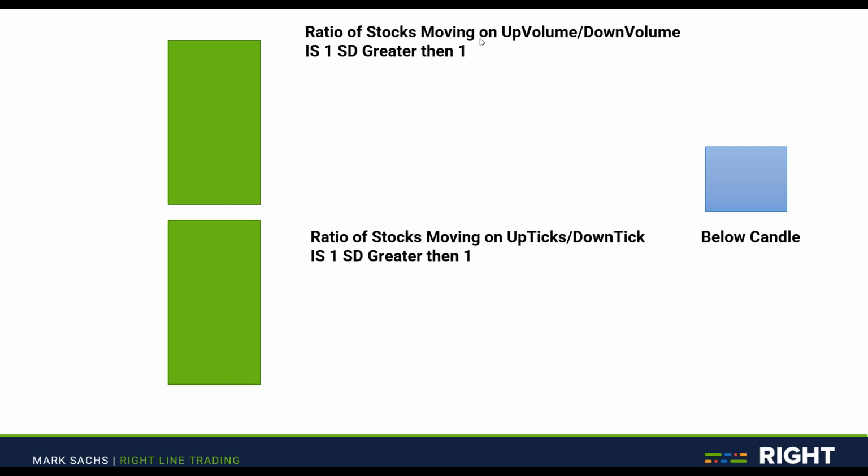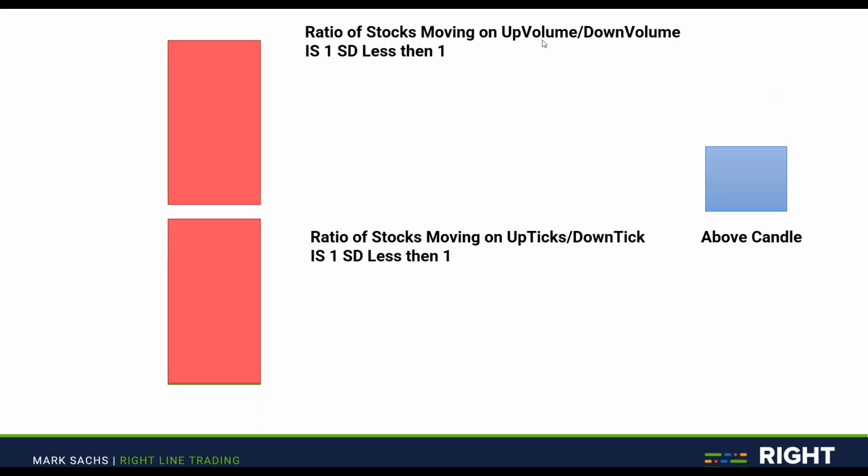So if the ratio of stocks moving on up volume to down volume is one standard deviation greater than 1, and the ratio of stocks moving on upticks to downticks is one standard deviation greater than 1, you're going to get a signal below the candle. And that's going to denote the price is going to be pushed to the upside.